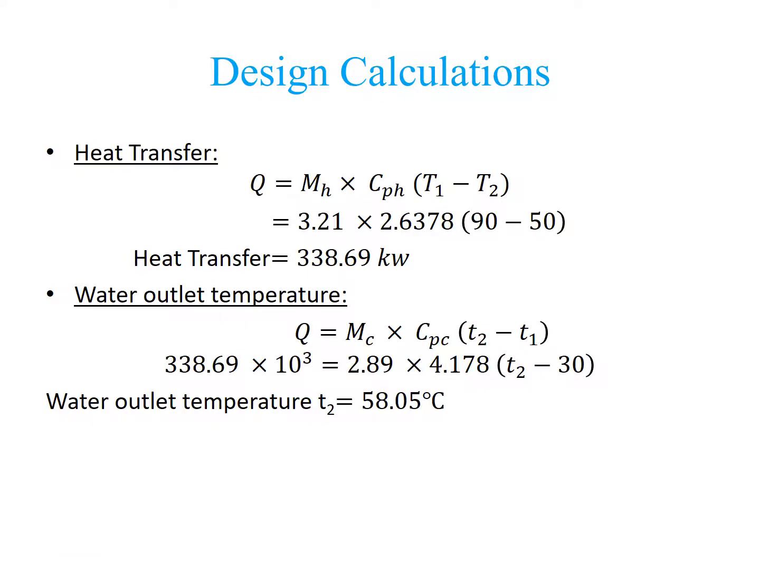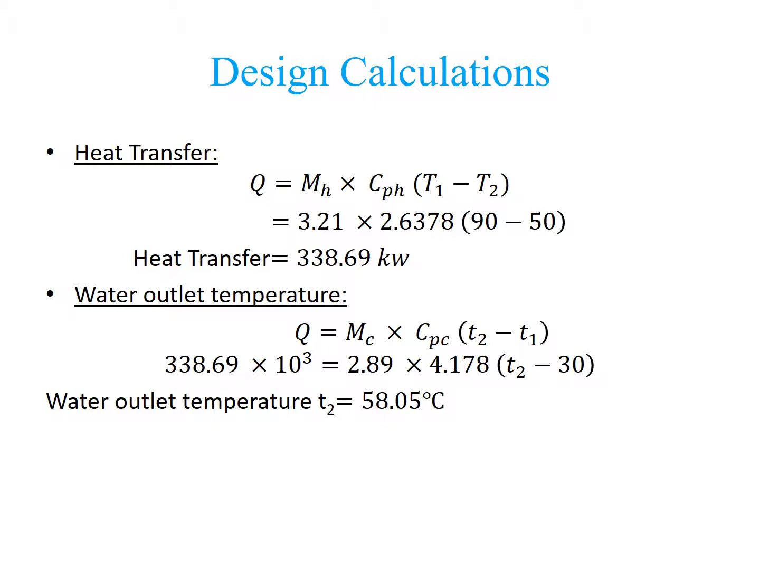First we are going to calculate the heat transfer. Heat transfer is given by the formula Q = mH CH (T1 - T2), where mH stands for mass flow rate of hot fluid and CH stands for specific heat of hot fluid. Upon calculating, heat transfer is equal to 338.69 kilowatt.